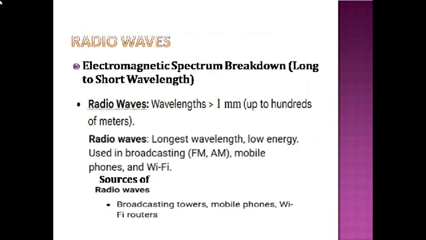So starting with radio waves, we are going to see the electromagnetic spectrum breakdown. Radio wave, its wavelength, you remember the value which I told you earlier, or remember like this, it is greater than 1 mm up to 100s of meters. Radio wave is the longest wavelength, low energy. It is used in broadcasting, FM and AM, mobile phones and Wi-Fi. Its sources are broadcasting towers, mobile phones, Wi-Fi routers, etc.